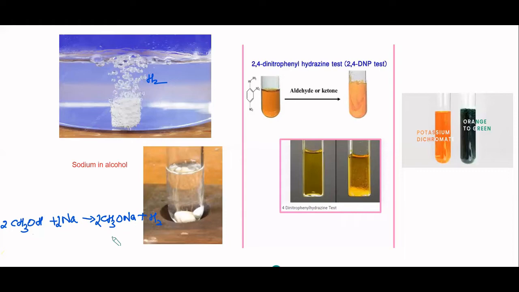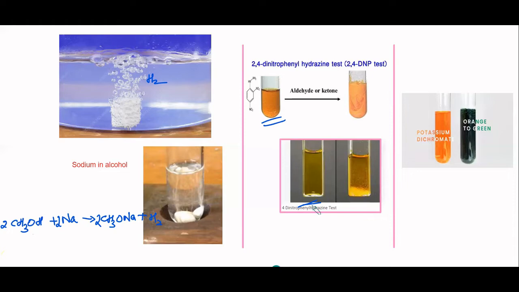Moving on to the next test, which is 2,4-DNPH. 2,4-DNP or 2,4-DNPH. In some cases, we write the H, 2,4-DNPH. Sometimes we omit that H and simply write it as 2,4-DNP. Both are absolutely fine. So it's the 2,4-dinitrophenylhydrazine test. This reagent, 2,4-dinitrophenylhydrazine, has an orange color. If an aldehyde or a ketone is added into 2,4-dinitrophenylhydrazine, it gives an orange precipitate. I'll repeat once again.